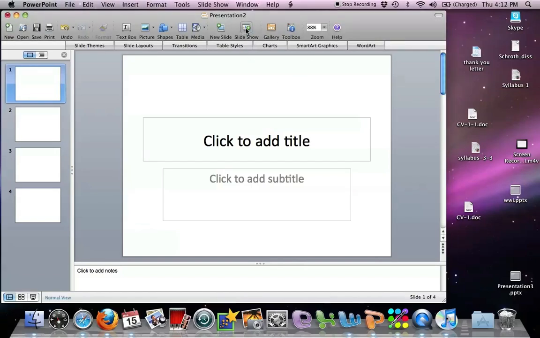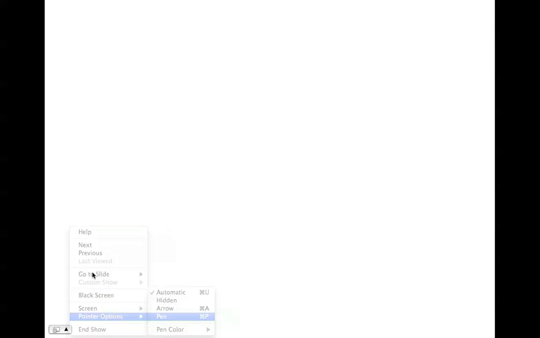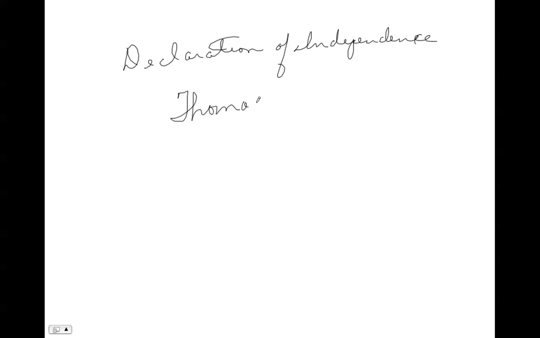All right, so we're going to talk about the Declaration of Independence. And you need to remember who wrote the Declaration of Independence. Several authors, but the main author was who? That's a C. The main author was Thomas Jefferson.